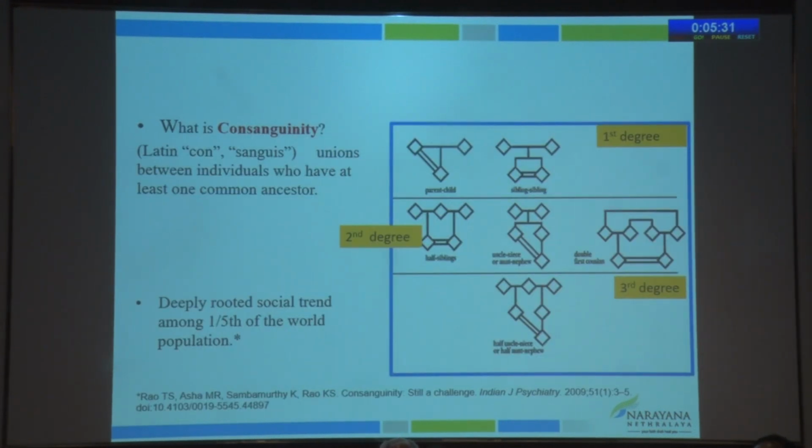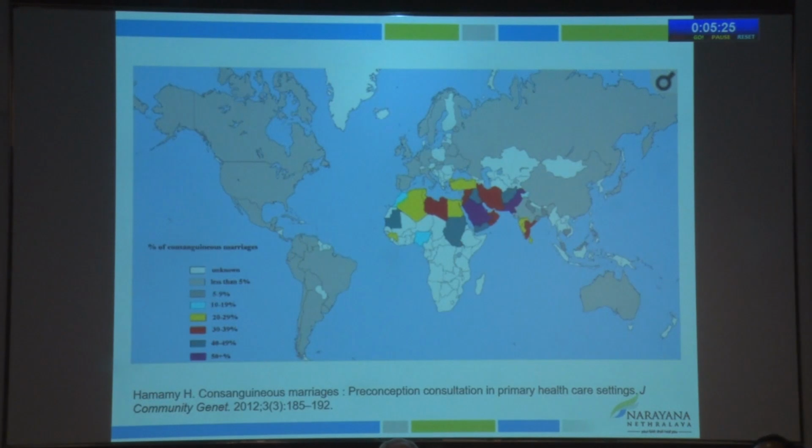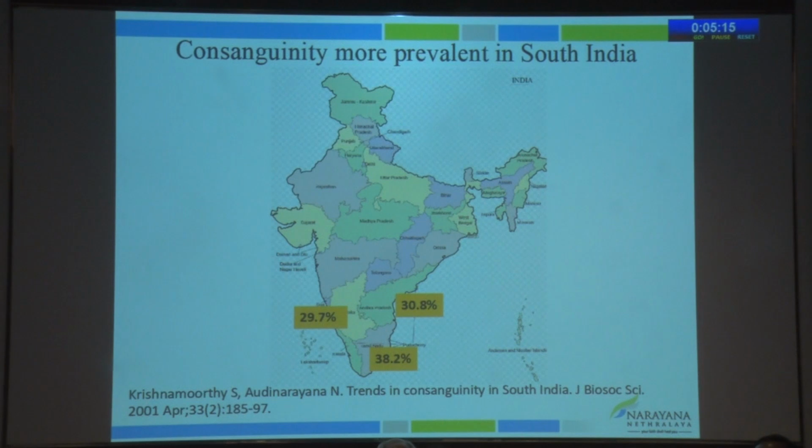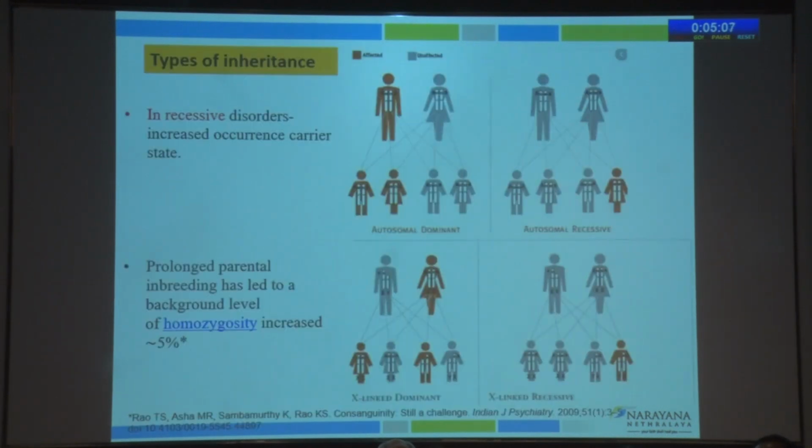It's a union between individuals who have at least one common ancestor, and it's a deeply rooted social trend in 1/5 of the world population. In the world population, it's more common in the sub-Saharan area, in the Middle East, and in the West and Central Asia. In India, in a study done by Krishnamurthy et al., they found it more prevalent in South India, most commonly seen in Tamil Nadu, followed by Andhra Pradesh and then Karnataka.